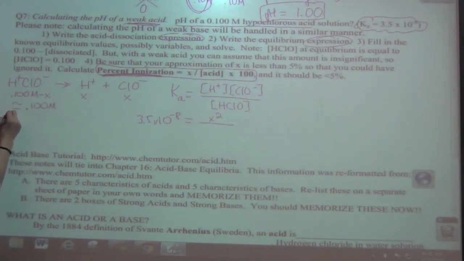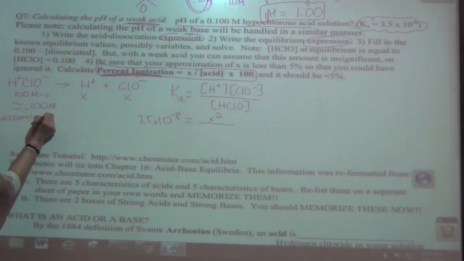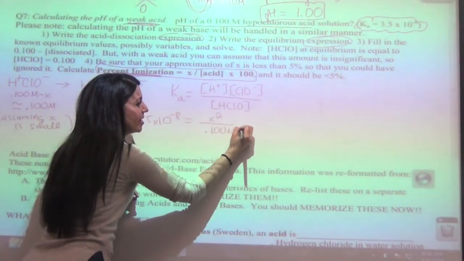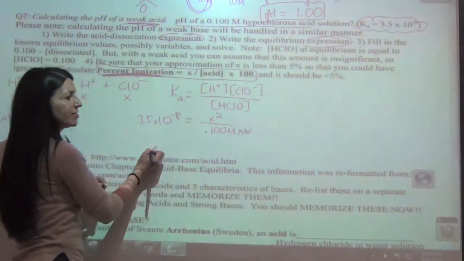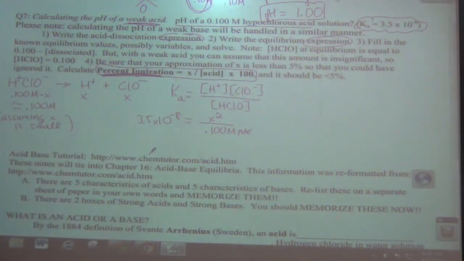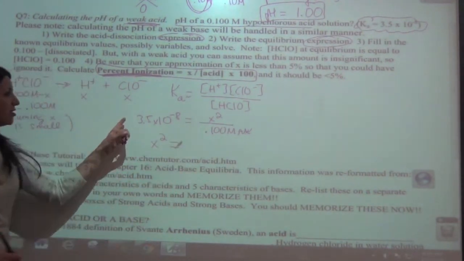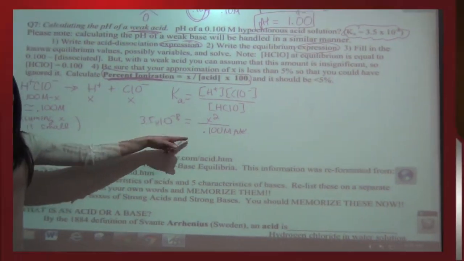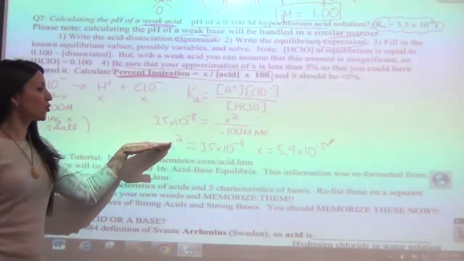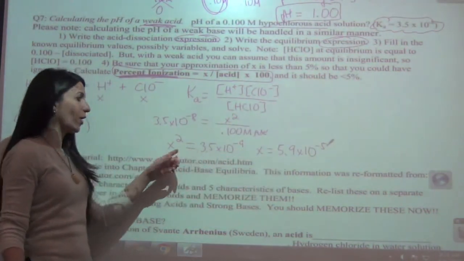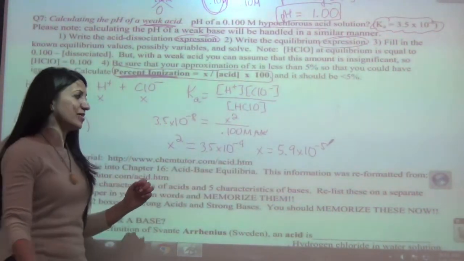And so we are assuming X is small and insignificant. So instead of calling this 0.100 minus X, I'm just going to call it 0.100. Okay, so now I can solve for X squared. So X squared, if somebody can square root, when you multiply this, what do you end up getting? Okay, so X squared is equal to 3.5 times 10 to the negative 9. So then X ends up equaling, if we square root it, we get 5.9 times 10 to the negative 5th.